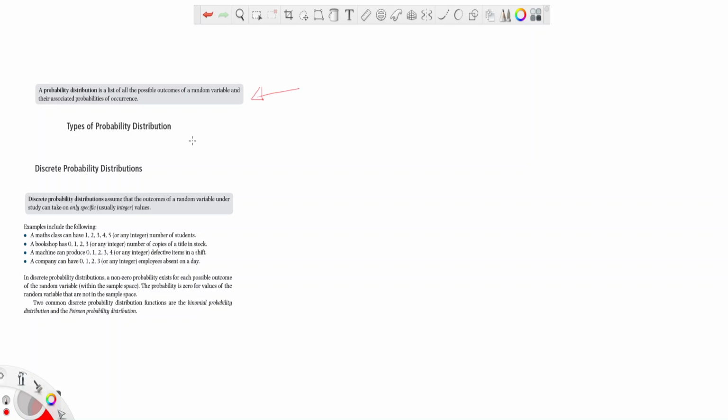All right, so the definition of probability distribution is just a list of all the possible outcomes of a random variable and their associated probability of occurrence. So when we talk about probability distribution, we are moving away from this empirical type of probability, which we really worked with in our previous chapters. For instance, you have a frequency distribution table, and based on the values in this table and the different categories, you get to work out a probability.